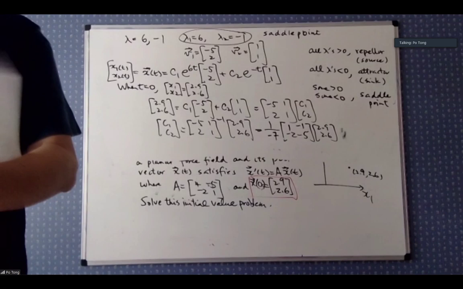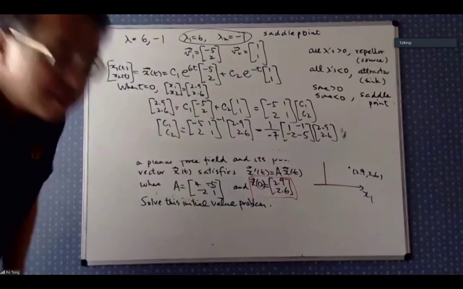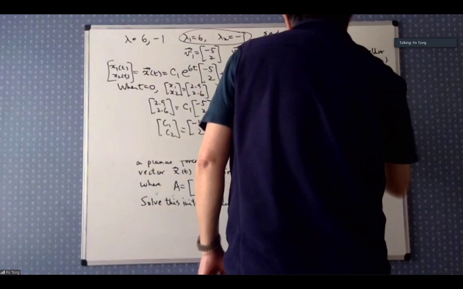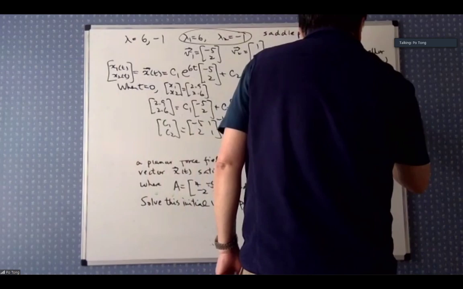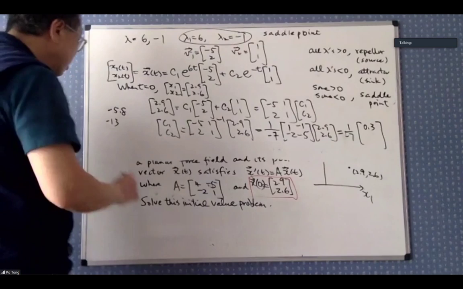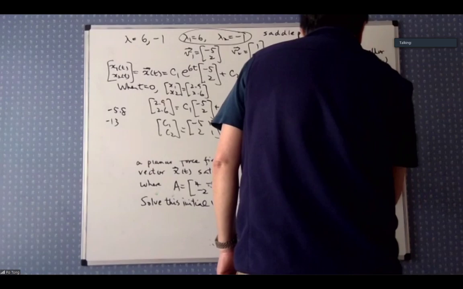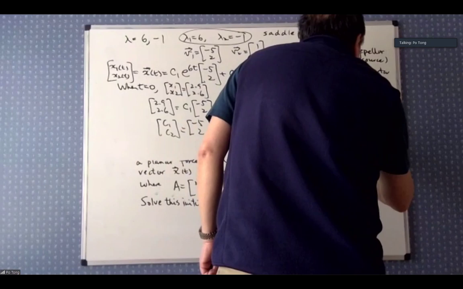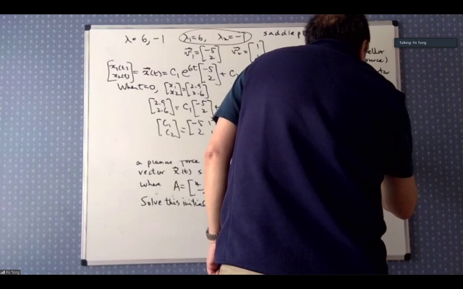We have a little bit of time left. You can ask questions. We did a lot today. So what is the final answer? Can somebody help me? 0.3. What is this? Minus 5.8, minus 13, 18.8. I may be making mistakes, but I hope not. I try my best. So this one will be negative 0.3 over 7, and 18.8 over 7. And those are your C1 and C2.